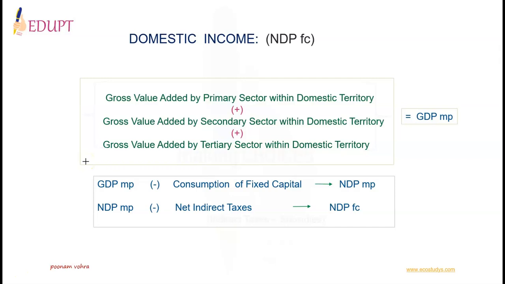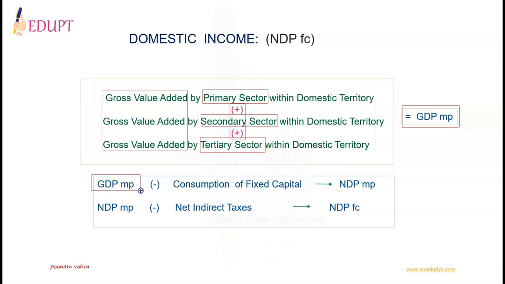Further, for absolute clarity, in order to find domestic income, one needs to first find GDP at market price. And this is possible when gross value added is estimated in all the three sectors, that is primary, secondary and tertiary sectors. Have a summation of the three and one gets GDP at market price.